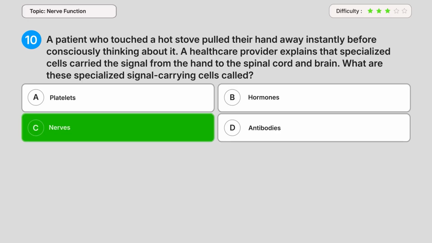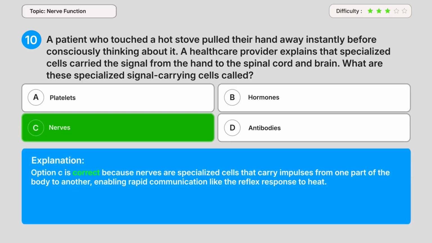Correct answer, C. Nerves. Explanation: option C is correct because nerves are specialized cells that carry impulses from one part of the body to another, enabling rapid communication like the reflex response to heat.